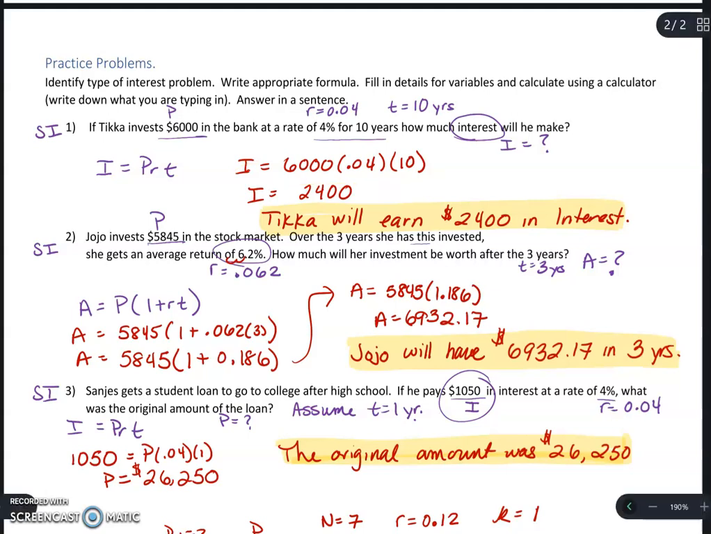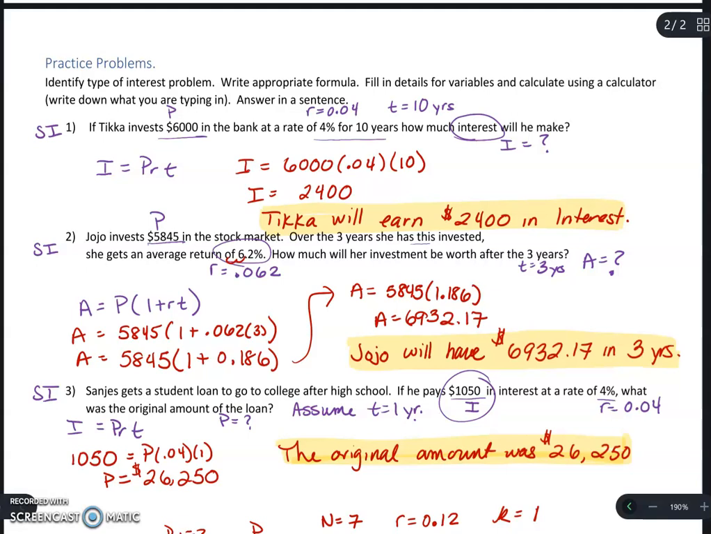So for the simple interest, you just multiply the 6,000 times 0.04 times 10 and get 2,400. If you have some context to the problem, write it in a sentence. That's usually part of your directions.